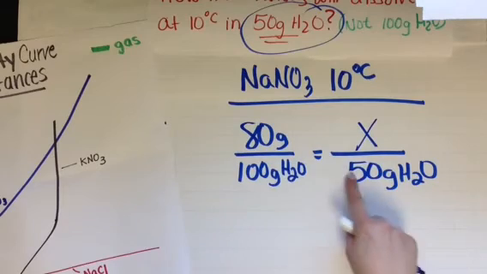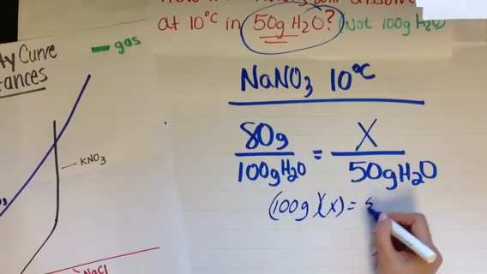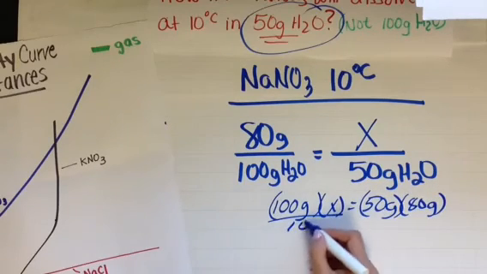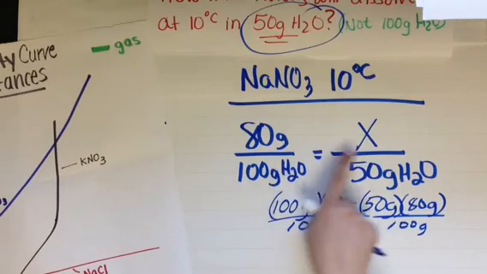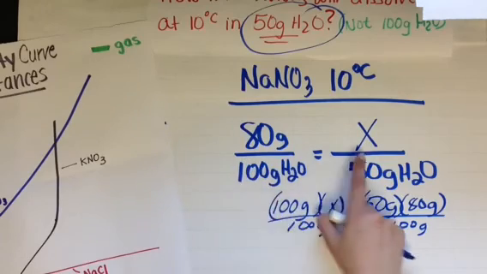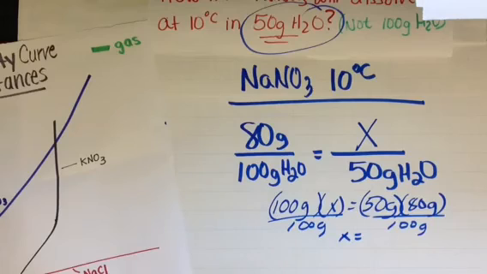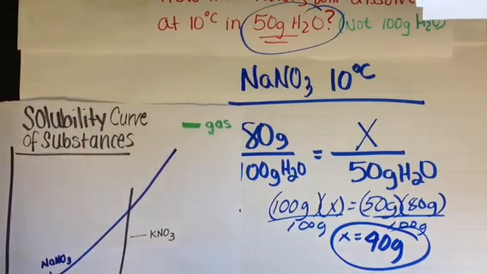So in this instance, all I have to do is cross multiply. 100 grams times the x equals 50 grams times that 80 grams, divide by the 100 grams, and solve for my x. Well, hopefully you're looking at this and saying, well, half of 100 is 50, so half of 80 is going to be 40. So your x is equal to 40 grams, half the amount of solute. So 40 grams is your answer. Setting up proportions is a really easy way to solve these problems. That's the end of the video.